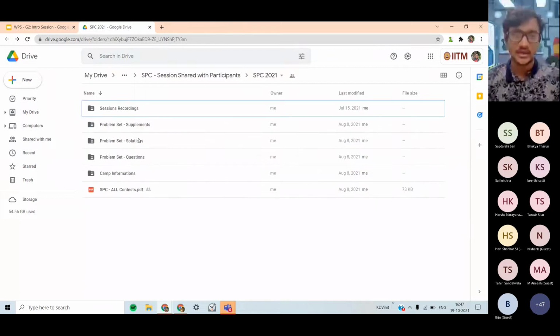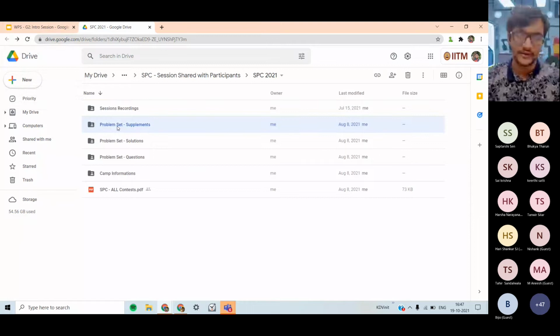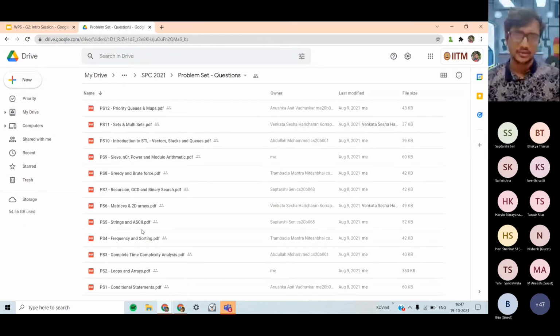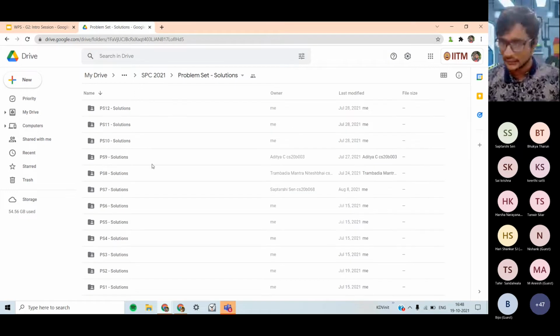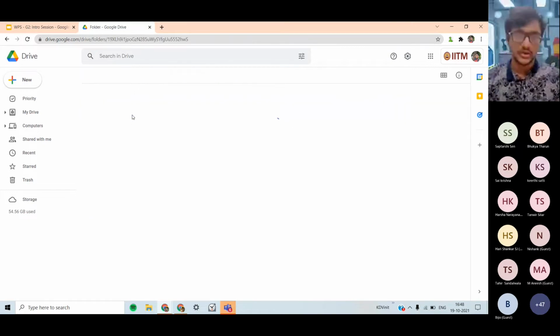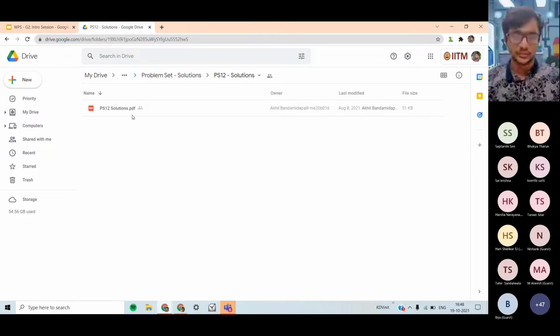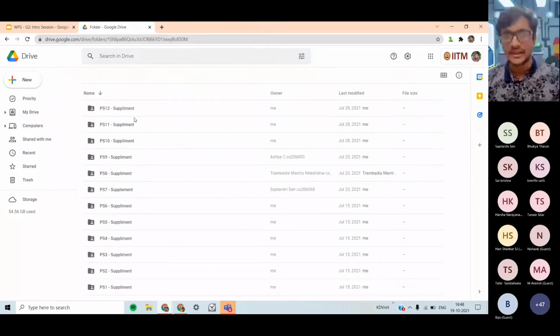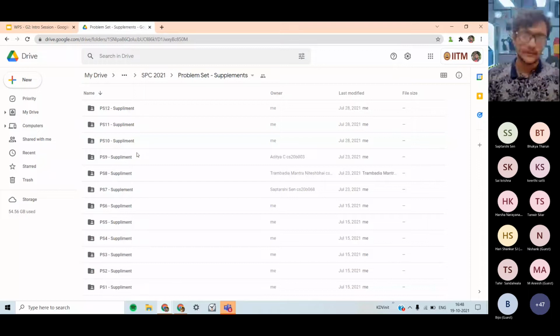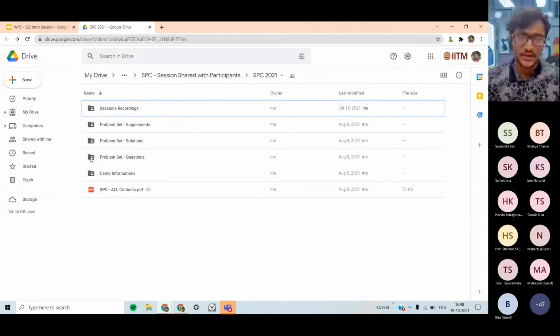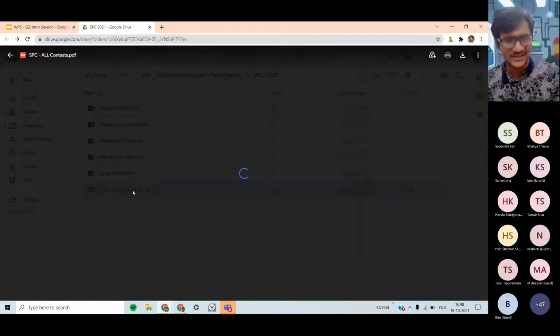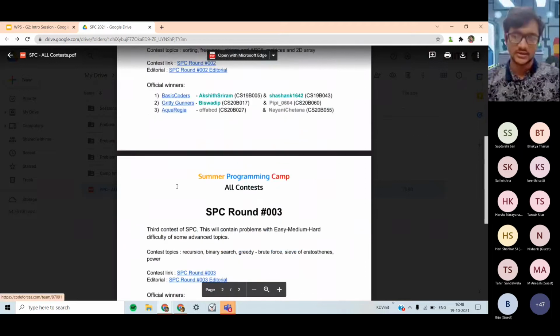We'll provide the link to the session. We'll provide the slides, so you can find the link to the drive here. You can also find some problems that were given during that time, for each and every topic, so you can find them here. And you can find the solutions that were explained for all the problems. If there is anything you need to know to solve the problems, you can find it there. And there were a few contests that were conducted as well, which you can find attached in the drive.